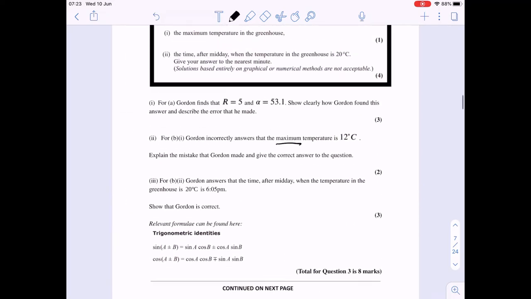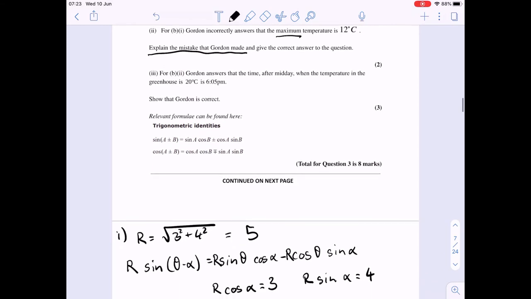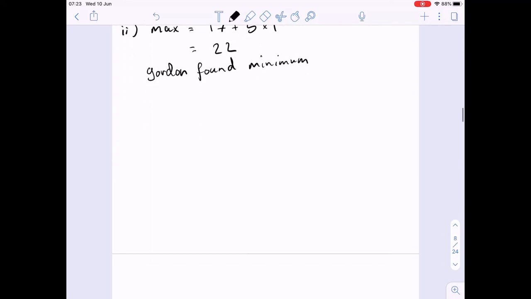Okay. Each of these questions is asking us to explain the mistake that Gordon made, so it's important that we are answering that part of the question. And for part 3, for B part 2, Gordon answers that the time after midday, when the temperature in the greenhouse is 20 degrees, is 6:05. Show that Gordon is correct. Okay, so this one was not answered well.